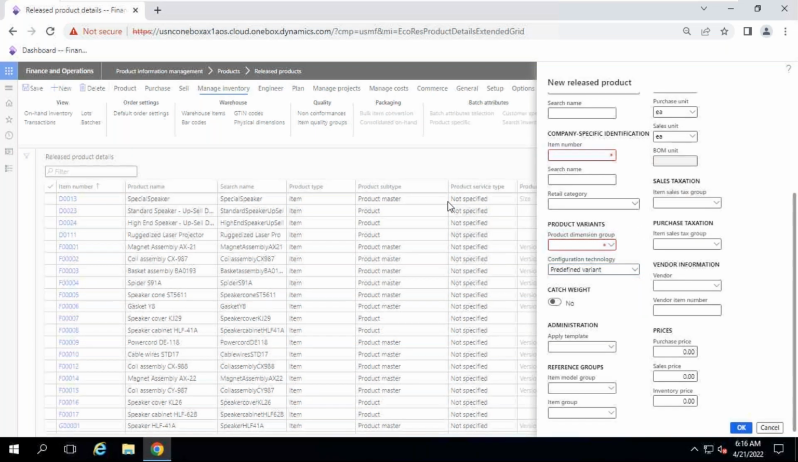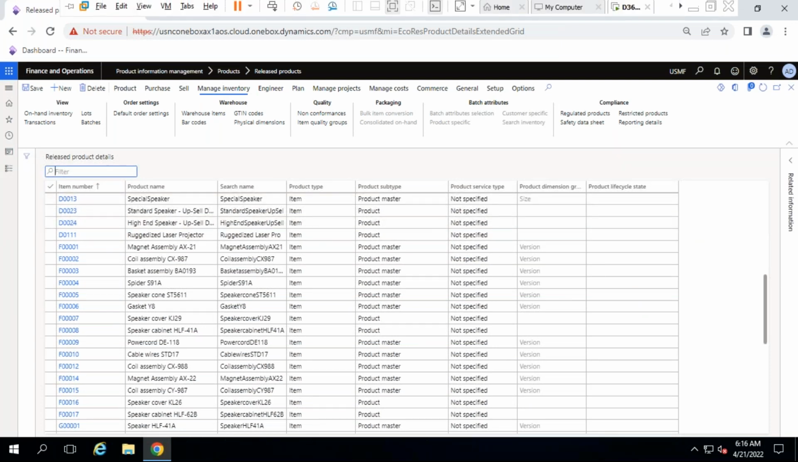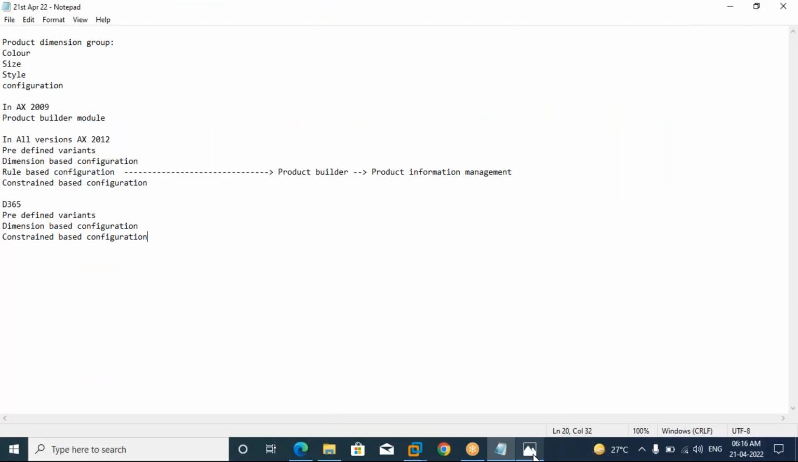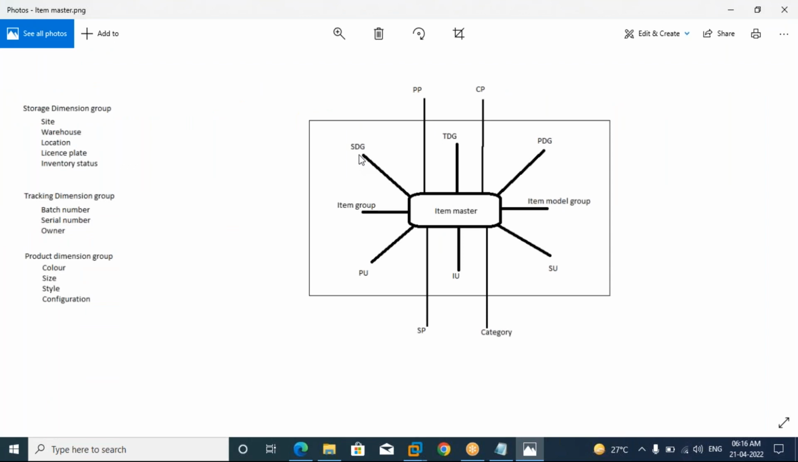Everything you will understand slowly. So we understood the high level picture about storage dimension group, tracking dimension group, product dimension group. I think Sanjay is not able to hear. Give me a minute.